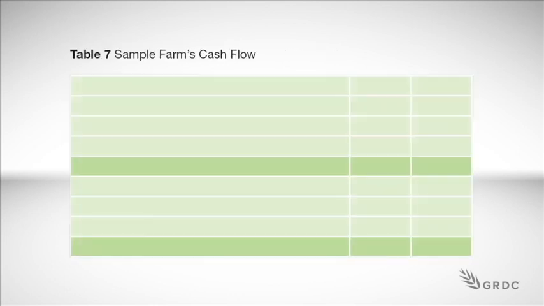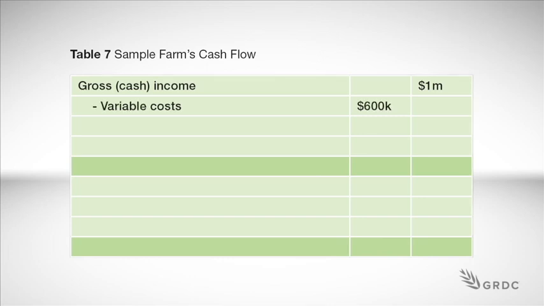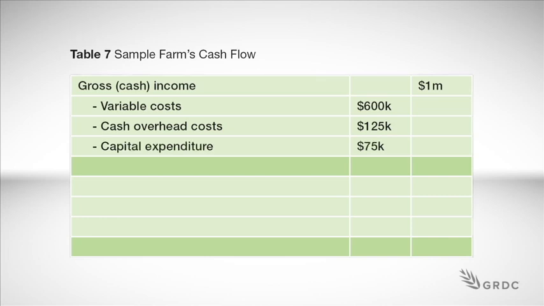The cash story is different to the profit story. In the cash story, we have $1 million cash income, and then we've got various uses of cash. There's $600,000 cash variable costs. There's $125,000 in cash for the cash overhead costs, and there's $75,000 investment out of cash flow in capital expenditures.